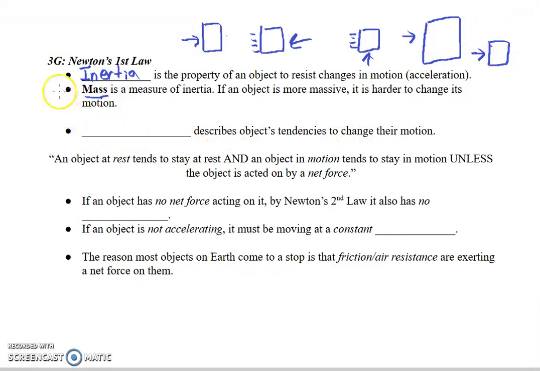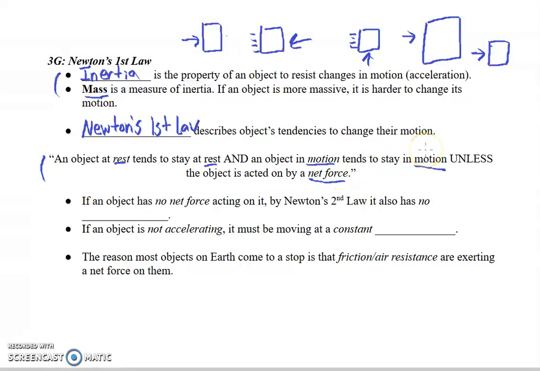So that's the vocabulary, inertia, and how it's related to mass. Newton's first law, we'll get into the law now. We've talked about the other two, the second and the third. The first law describes an object's tendency to change its motion. And this right here is how it's usually phrased. It says an object at rest tends to stay at rest, and an object in motion tends to stay in motion, unless it's acted on by a net force.